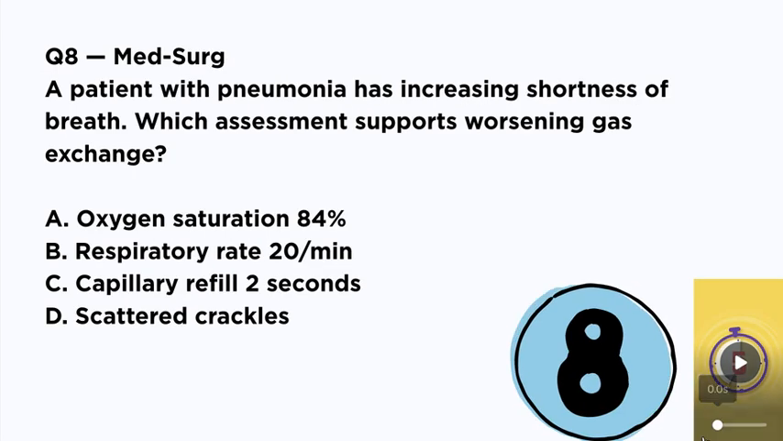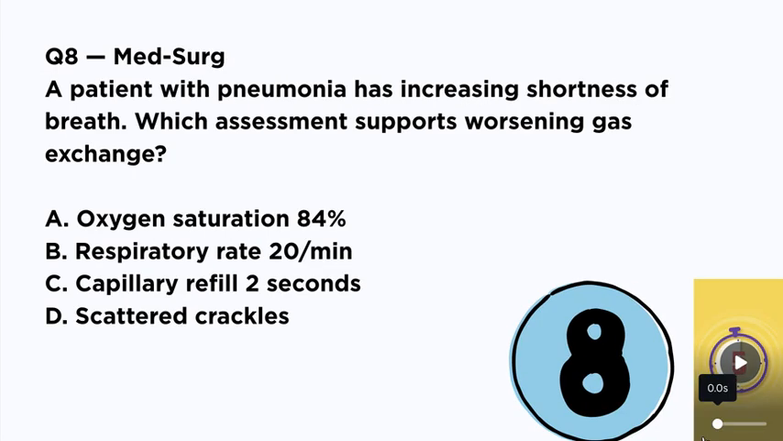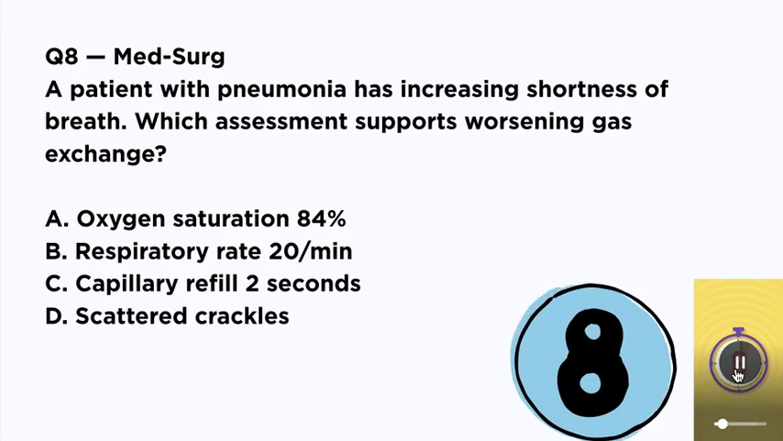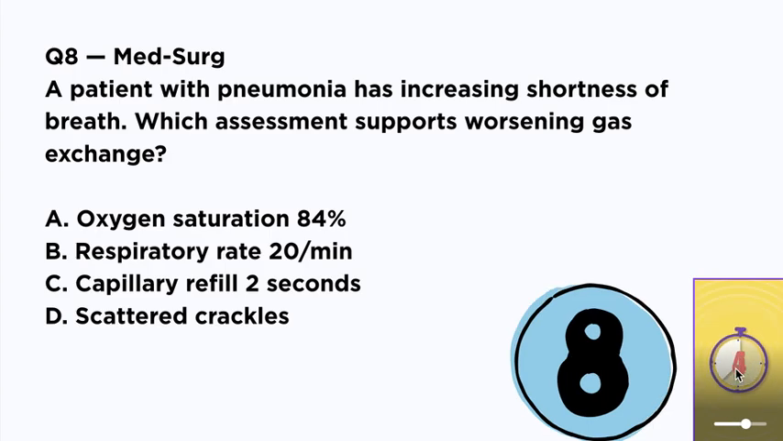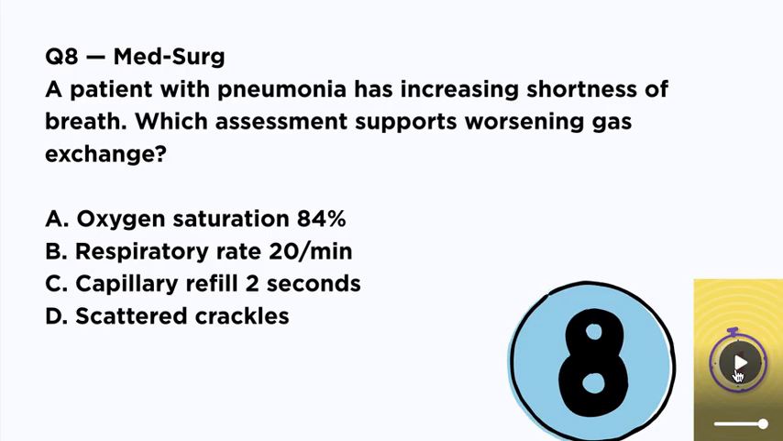Question number 8. Med-Surg. Patient with pneumonia has increasing shortness of breath. Which assessment supports worsening gas exchange? Correct answer is letter A. Low oxygen saturation indicates impaired diffusion and inadequate oxygen therapy.